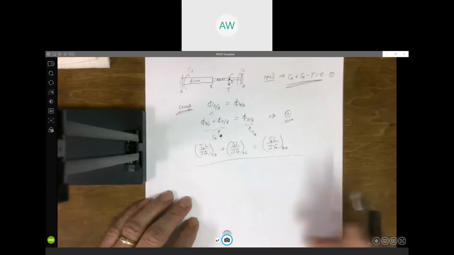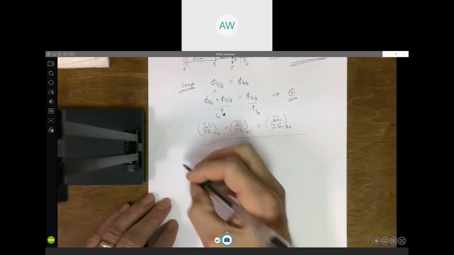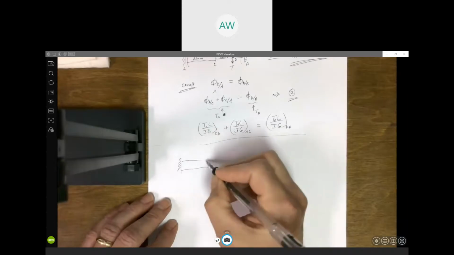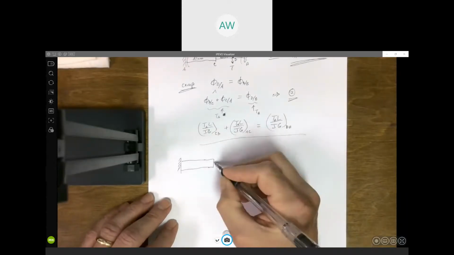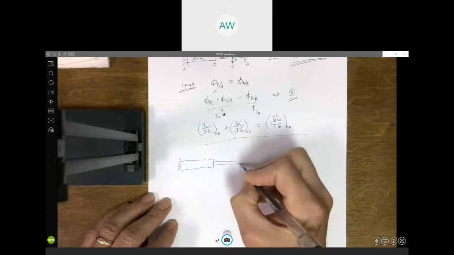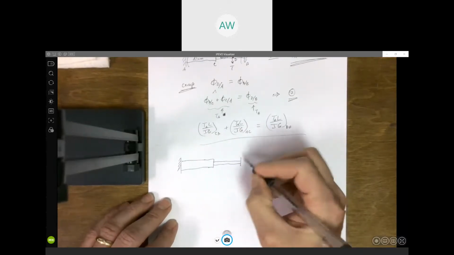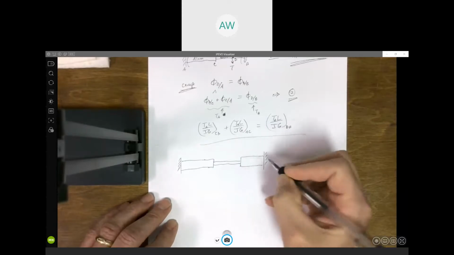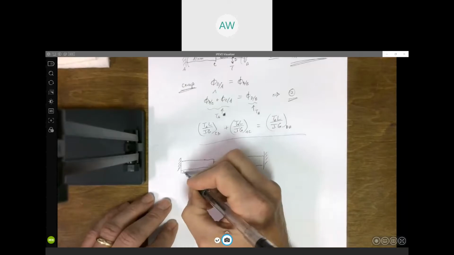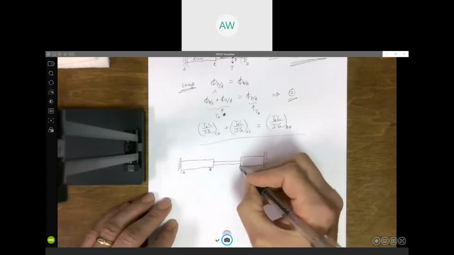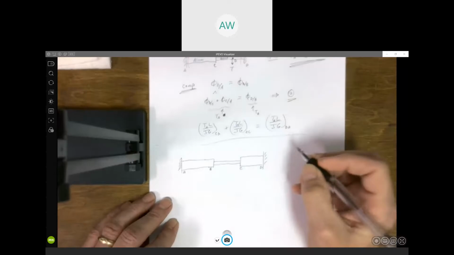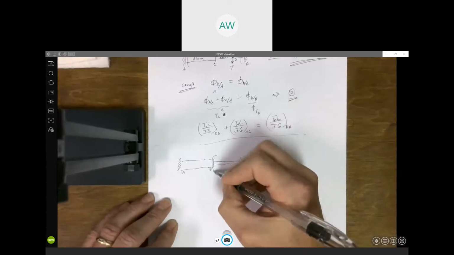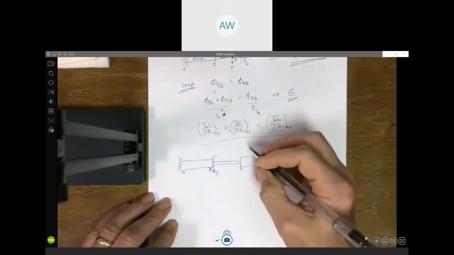All right, well, let's look at one more what if. I don't know if I'll assign any that would require this or not, but it doesn't hurt to look at it. We'll call this A, B, C, D. And here we're going to apply two torques. We'll call them T1 and T2.